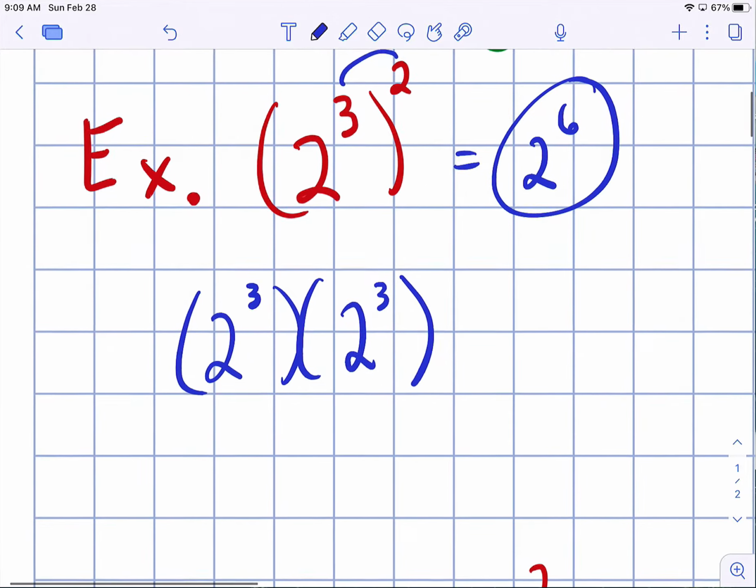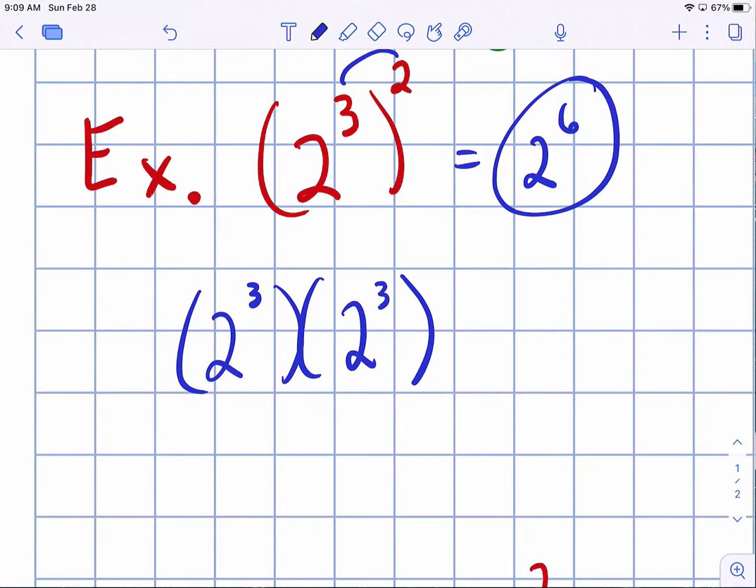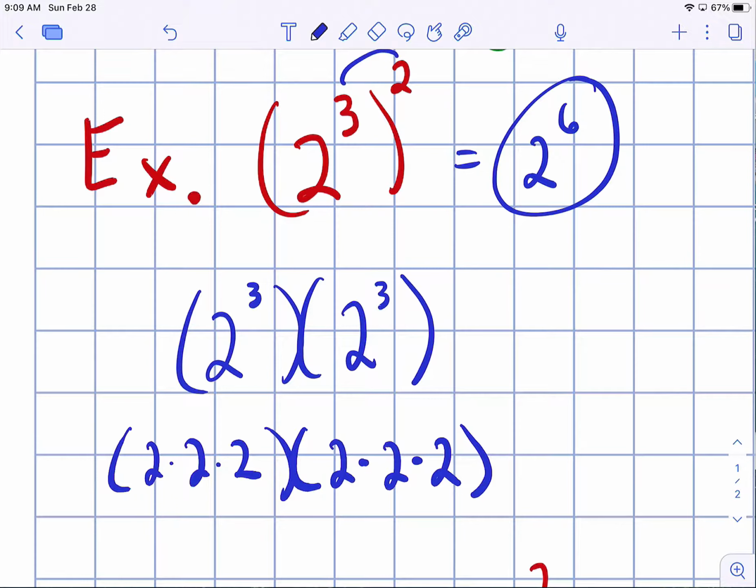And then from there, if I just keep expanding it out, what does 2 to the third power mean? It means 2 times 2 times 2. What's 2 to the third power on the other one? 2 times 2 times 2. What do I have? I have 6 2's, and look, my answer is 2 to the 6th power. So again, just like the last one, the way to show you why and how this works is just by taking your number or your expression and expanding it all the way out.